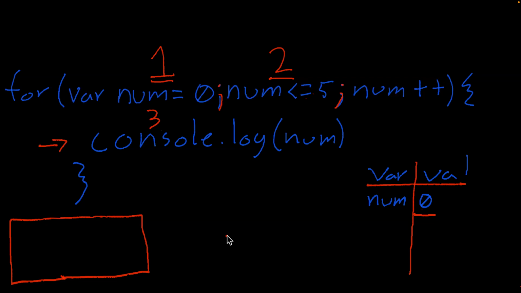Step 3 says to console log num. So we'll do that. We'll go ahead and print to the console num, which right now is 0. So our first print is 0. Then we go to step 4, which is over here. It says num plus plus, and that means to increase num by 1.